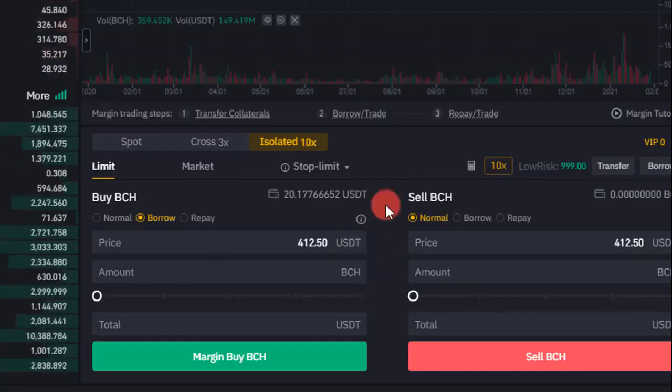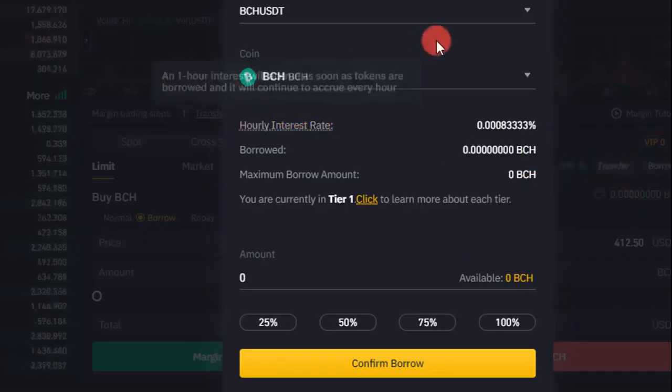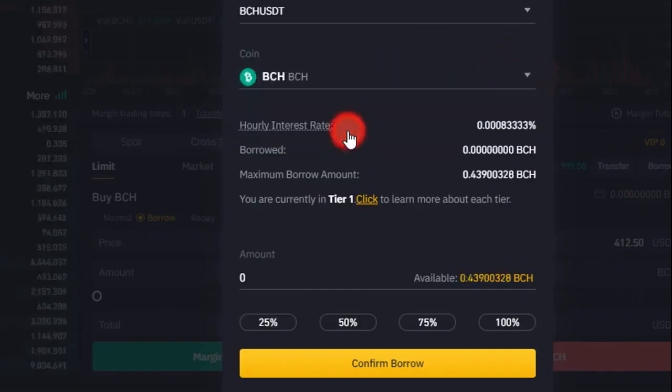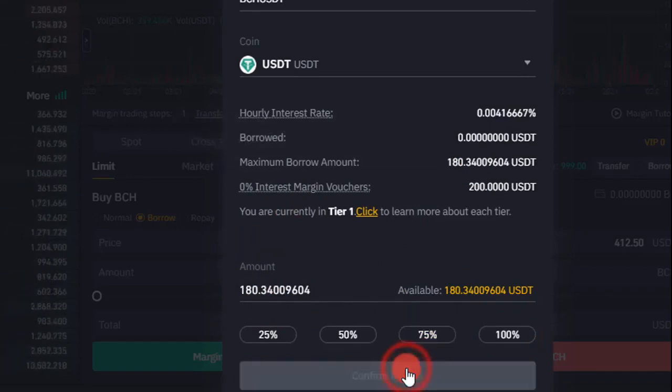Okay, so now that I've sent $20 in, the next thing I need to do is go and click on borrow. I always advise newbies to start by borrowing USDT. Make sure you borrow USDT because it's stable. You can always pay it back, instead of borrowing crypto where, if the price increases so much, you now need more capital to go and buy it and pay it back. Okay, so I'll click on 100%. So I'm going to borrow 180, which when I add it to my $20 is going to complete $200. Okay, so I click on confirm borrow.